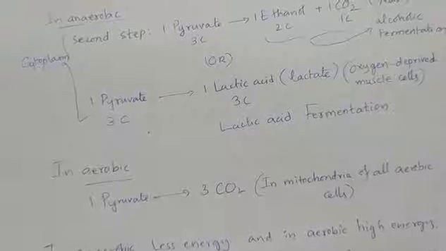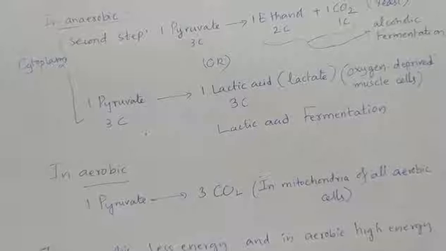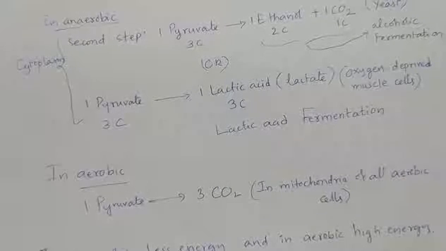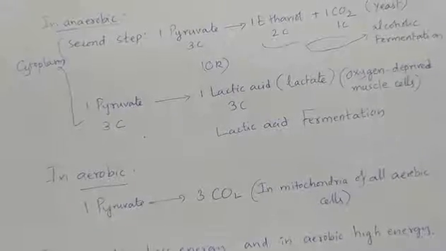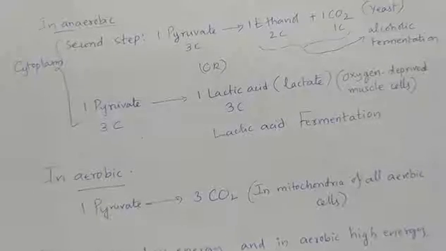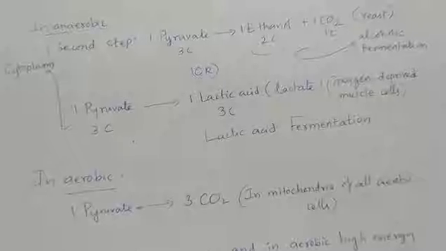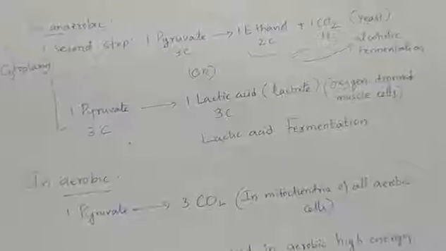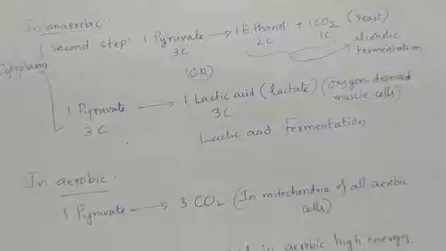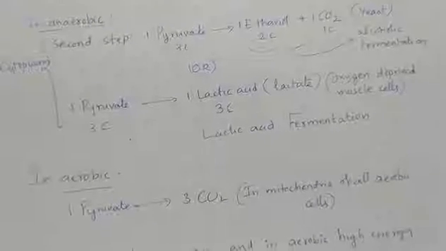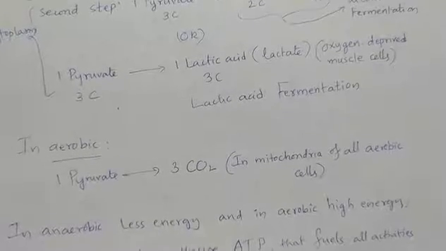And in the second type of anaerobic respiration, one pyruvate molecule is converted into one lactic acid molecule, which generally occurs in oxygen deprived muscle cells. This is also called lactic acid fermentation. Here also, whatever energy is produced in the first step, that is the final energy. In aerobic respiration, one pyruvate molecule is broken down into 3 carbon dioxide molecules.